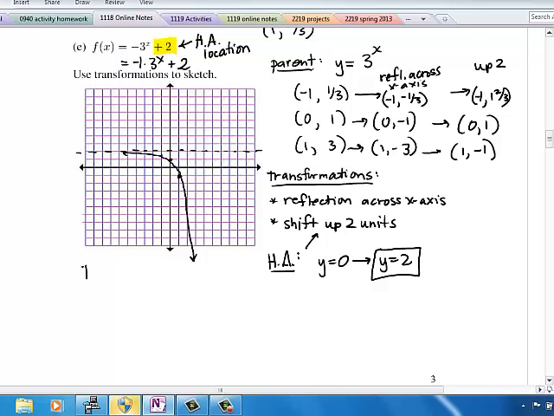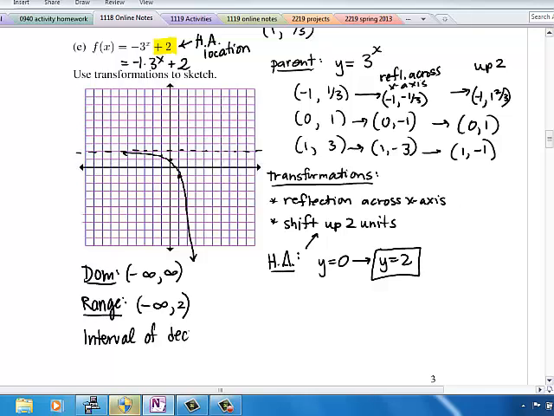I've got my 3 points listed, the transformations applied to my original key points, and I've got the horizontal asymptote in the right place. So the domain for this would still be all reals. That's not going to change. The range will be different, obviously, with this reflection and the shift. It looks like it should be negative infinity to +2, still not including +2. And it looks like we have an interval of decrease of negative infinity to infinity. These functions will always be either entirely increasing or entirely decreasing, and obviously in this case it's decreasing all the time.